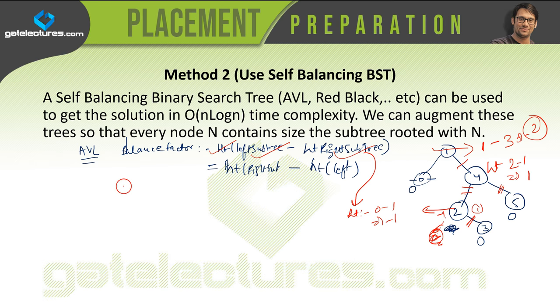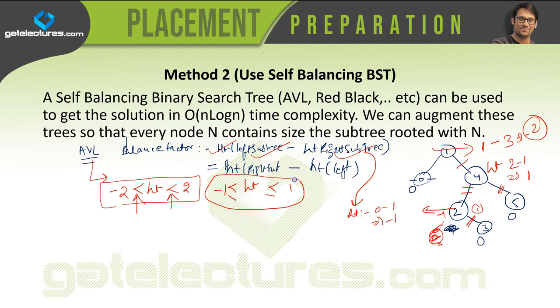Now, this AVL tree says that the height of any node should be greater than minus 2 and it should be less than 2. But it should not cross these limits. Remember, here I'm just saying greater, I'm not saying greater than or equal to. If I'm saying equal to, that means the height of a node should be greater than or equal to minus 1 and should be less than or equal to 1. So the height should belong between this range. If the height does not belong in this range, then that node is unbalanced.